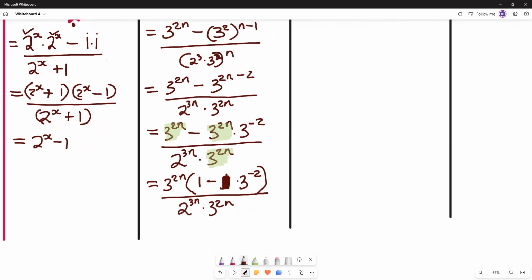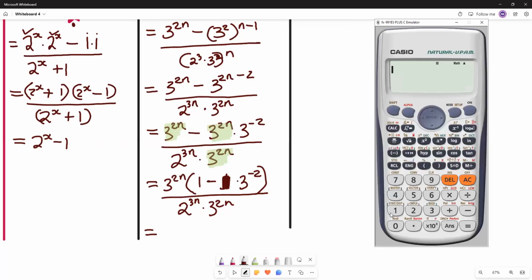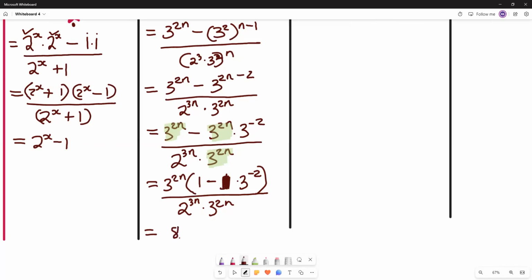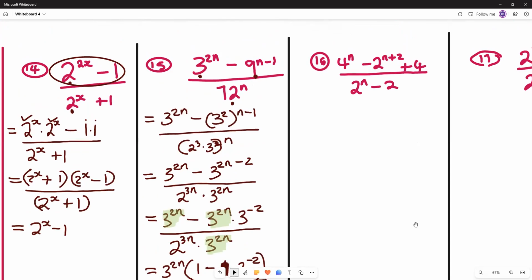And then you can see that this guy and that guy are cancelling. So at the top, what am I going to be left with? Let's see. You have 1 minus 3 to the power of negative 2. That gives you 8 over 9, right? So you basically have 8 over 9, and then times 2 to the power 3n, and it remains at the bottom. Do you see it? And that is your final answer, ladies and gentlemen. Okay, perfect. Now let's go look at the last 2 questions, right? So I have 16 and 17, which are also a little bit challenging questions.